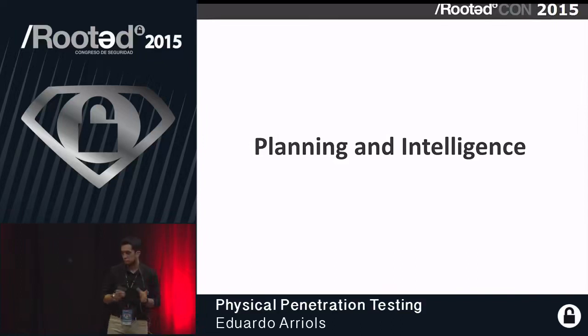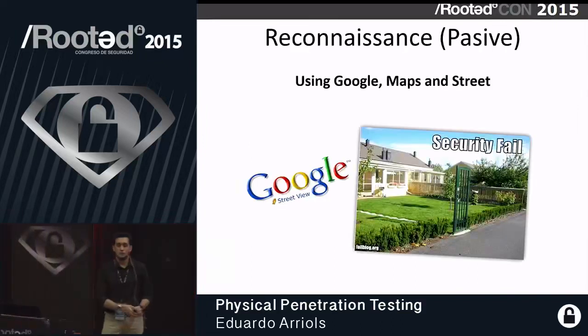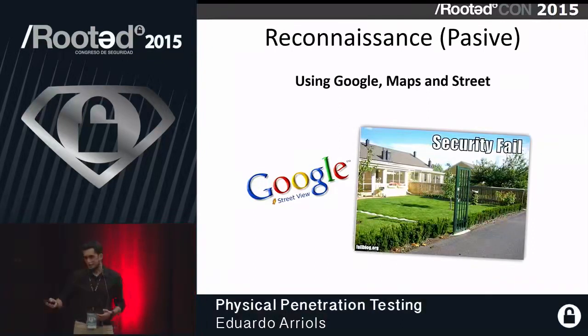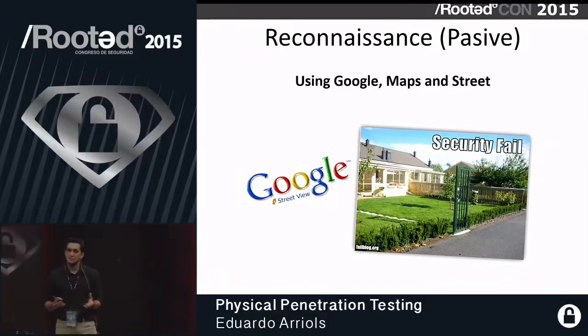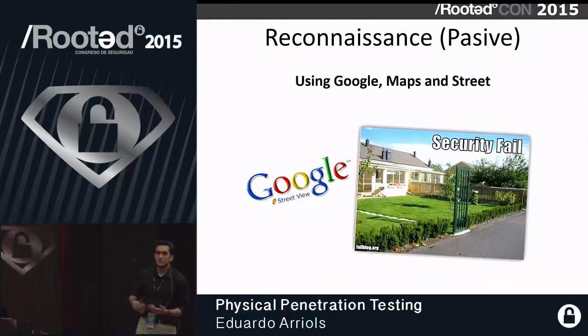Planning and intelligence. Let us say that the practical case starts now. The first thing you have to do is to recognize the environment passively. And we use Google. Why? Well, because Google Maps and Google Street View can give you lots of information. Many companies protect the facade very much, but not that much the back of the building. Also, Google Street View.